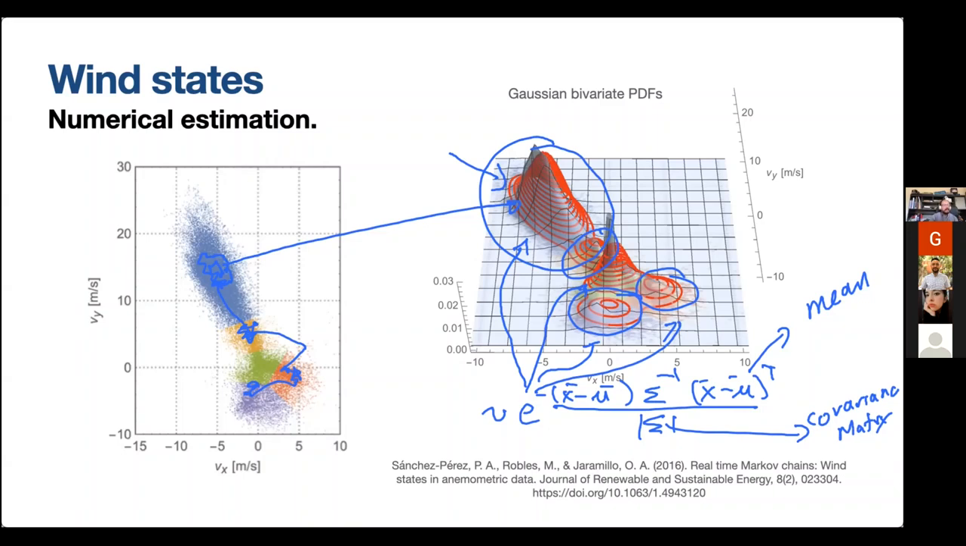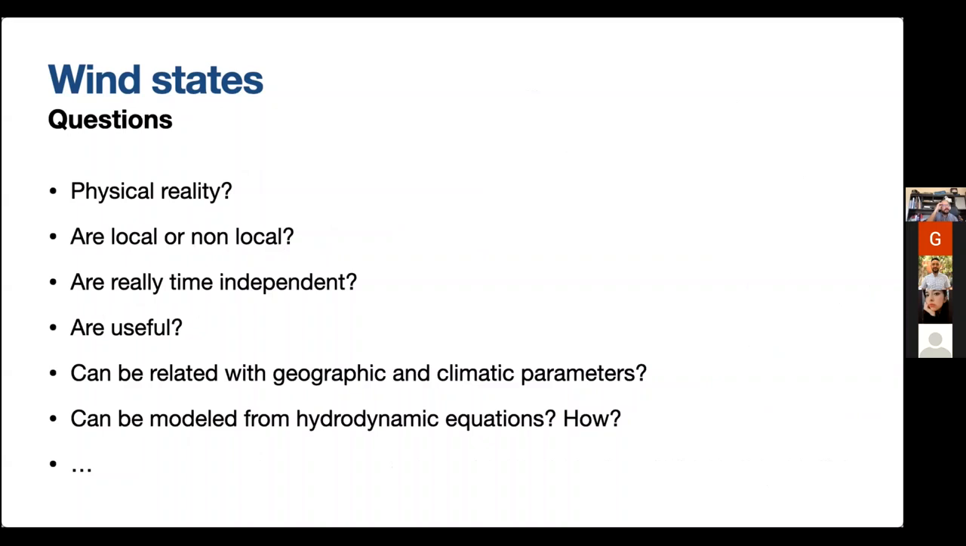But when we define the analysis in this way, there are a lot of questions that we can raise. Remember that I am a theoretical physicist, so there are many things I can try to ask here. Does it have a physical reality or is it simply a numerical trick? Are those states local or non-local? Remember that the data are very local, coming from a weather station at a point, in a site. So do these states extend to different sites, are they the same states, do they change? The structure that we are finding, which in principle could be regarded as time independent, is it really time independent? Is it a new useful concept?